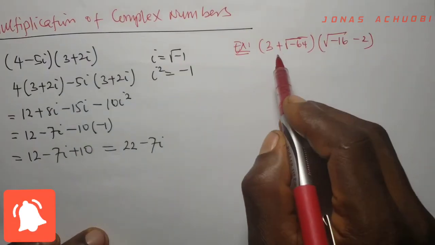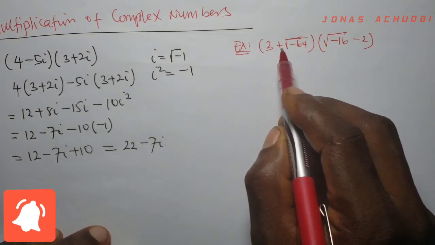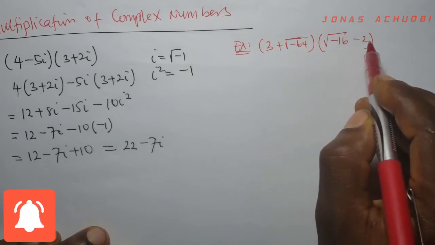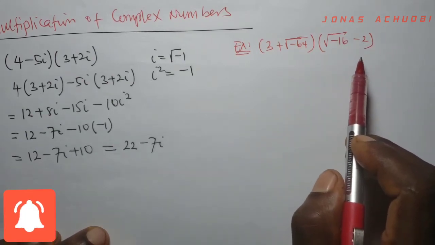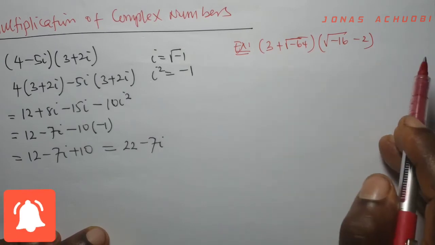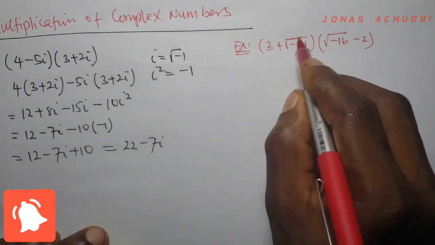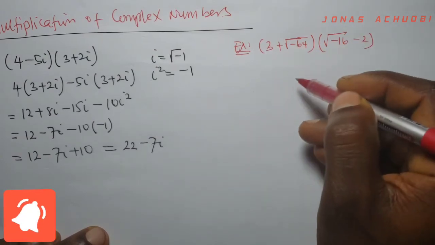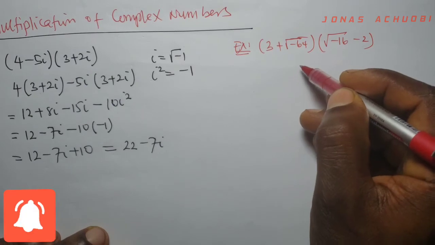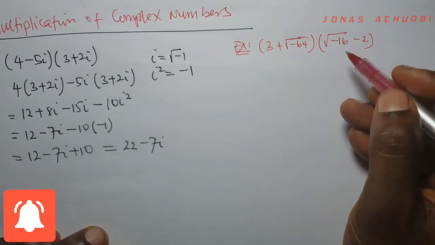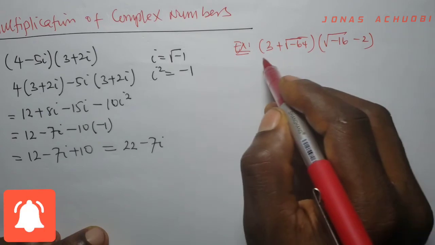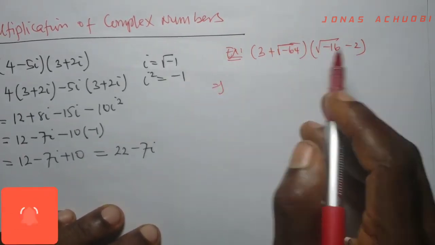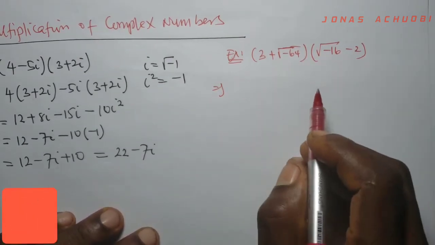Example number 2. To multiply 3 plus the square root of minus 64 and the square root of minus 16 minus 2. If you look at this quickly, it doesn't look like complex numbers, but they are, because by now you know that the square root of a negative number will always give us i, something that has i in it. And once there's an i involved in a number, the number becomes a complex number. So if you have that at the back of your mind, you should know that what you're dealing with is still a complex number. So with that, we can rewrite this in terms of i's.